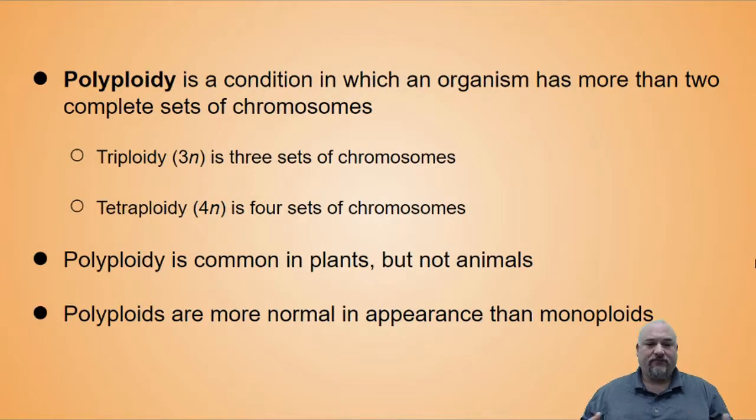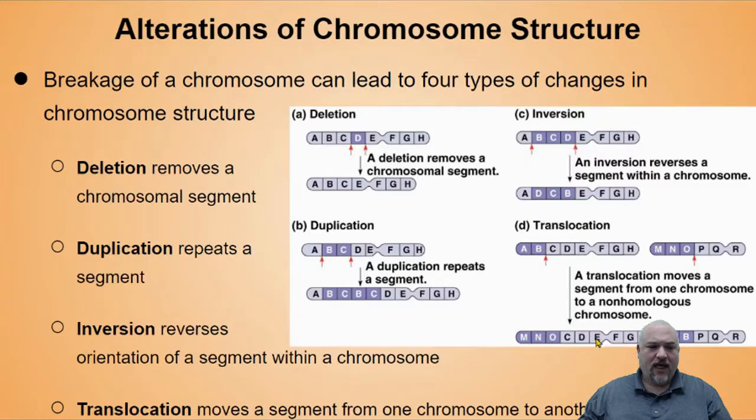Polyploidy, like triploidy, like we talked about in the last one, is a condition in which an organism has more than two complete sets of chromosomes. You can get one extra set, or you can get four even. Polyploidy is common in plants, but not animals. In mammals, they are, however, more normal in appearance. You can't see it visually as clearly as you can with monoploidy or aneuploidy. Alterations in chromosome structure could also have some effect.